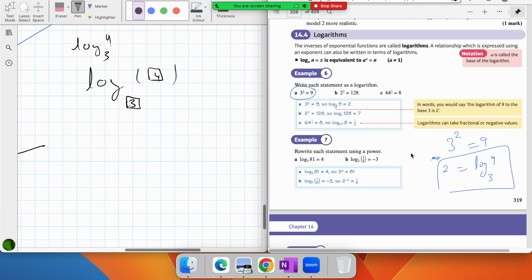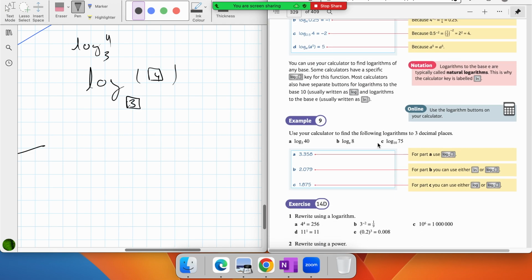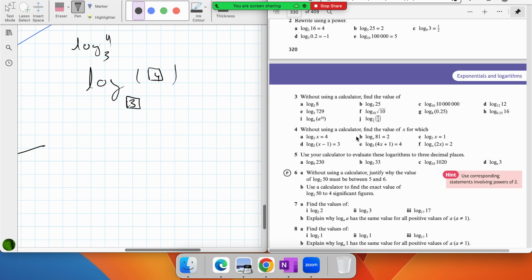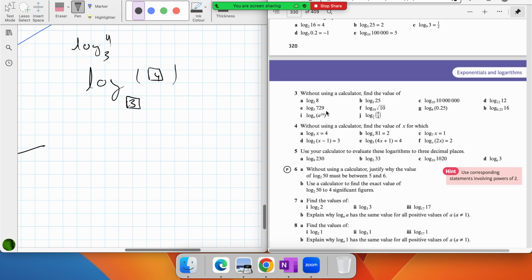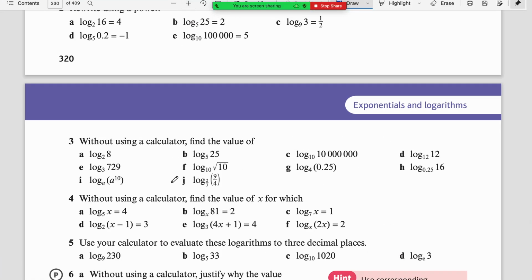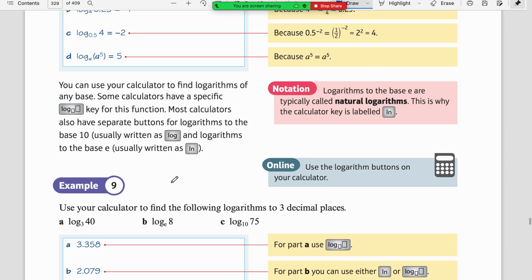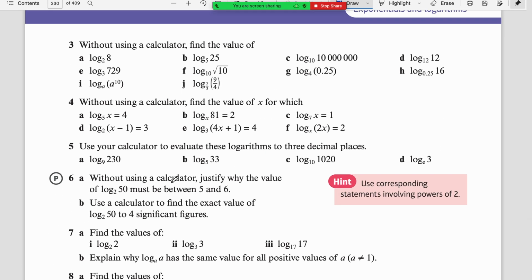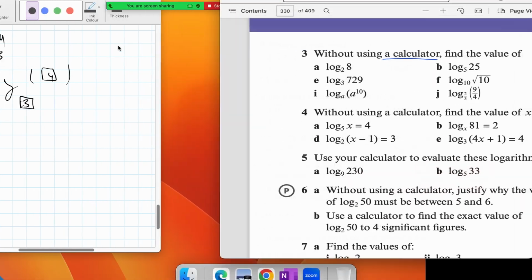Okay, this was index to log, log to index. This exercise is using only these two properties. There are more to it. Let's take them step by step. It says without using calculator, find the value of log 8 to base 2. These questions are interesting.